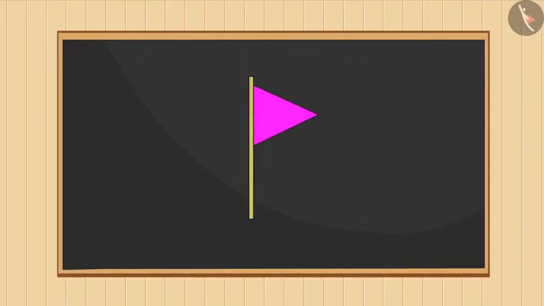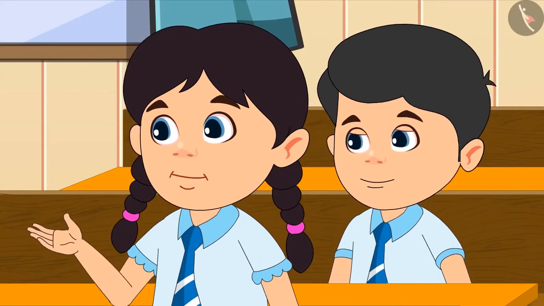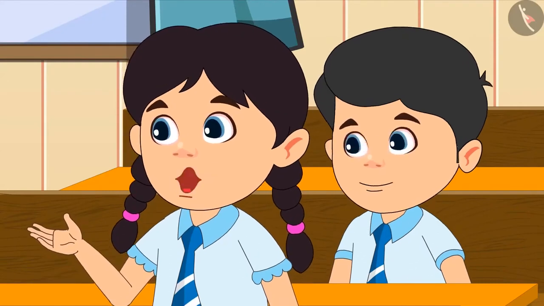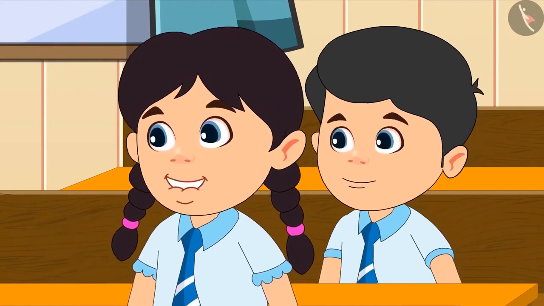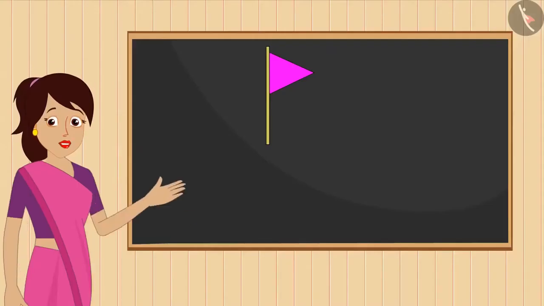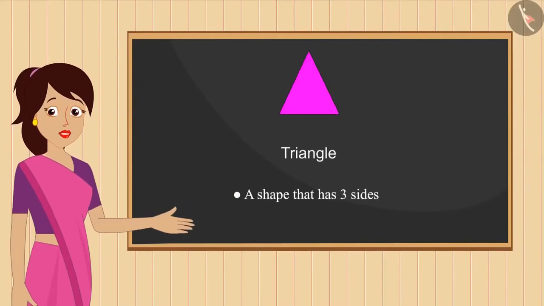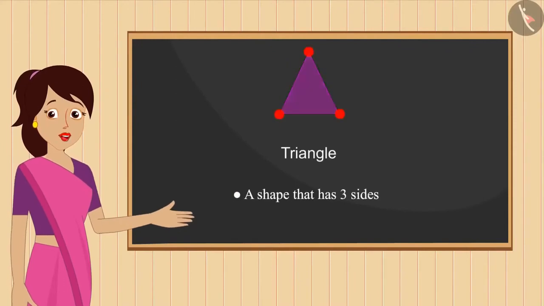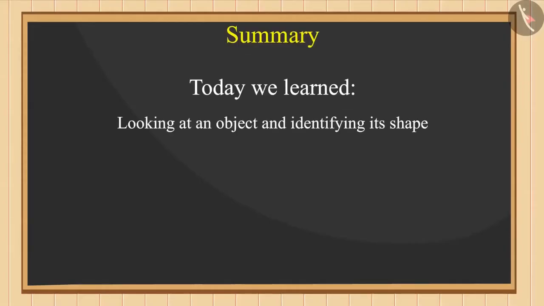Students, all of you must have seen such a flag. Yes, teacher, I have seen such a flag in a fair. The shape of the cloth of this flag is like a triangle. You identified it right, Priya. Triangle is a shape that has 3 sides that are joined like this.